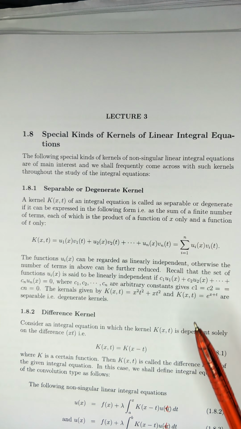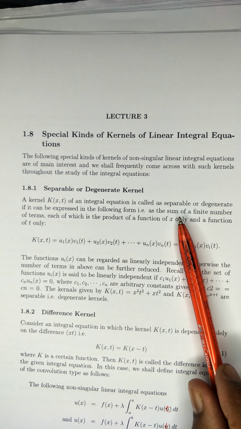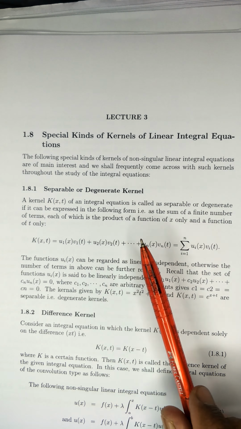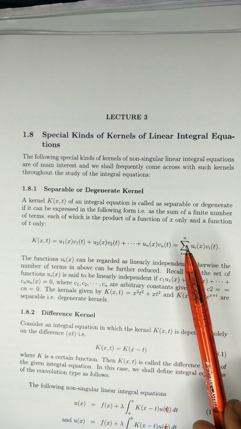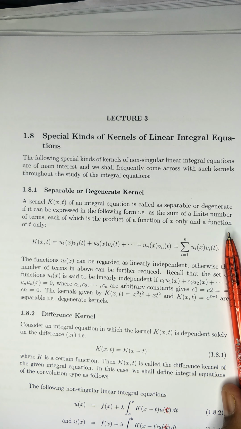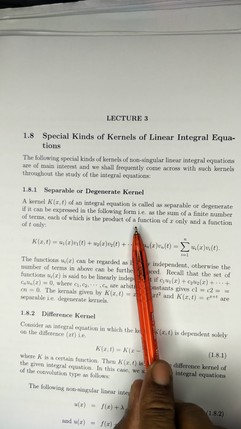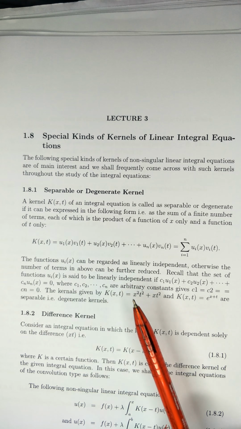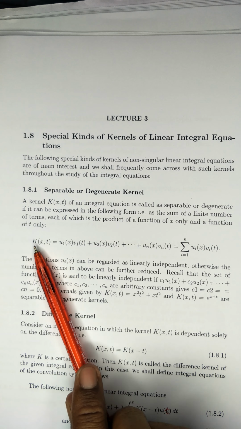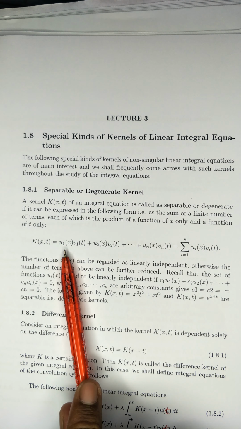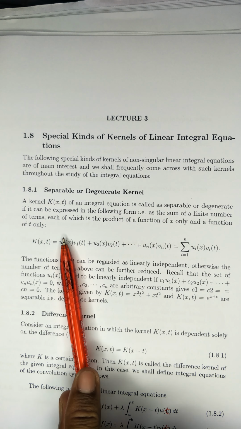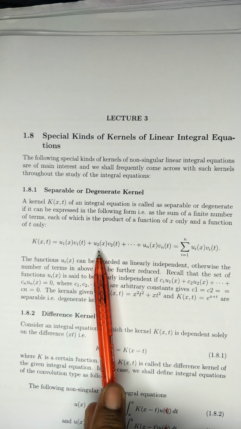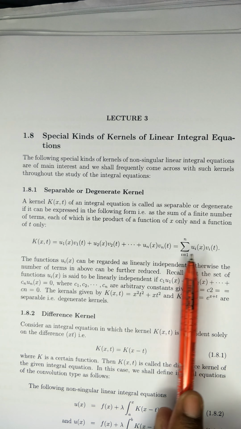A kernel k of an integral equation is called separable or degenerate if it can be expressed in the following form, that is, as a sum of a finite number of terms, each of which is the product of a function of x only and a function of t only. So our kernel k can be written as a function of x only times a function of t only, and the summation of all of those.